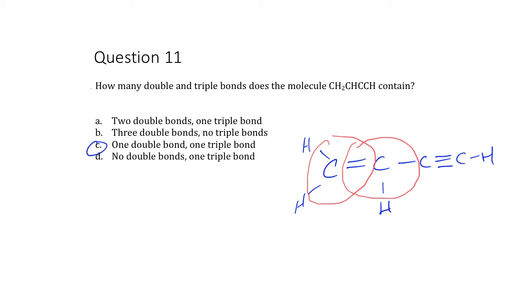We can do a double check too. We got 1, 2, 3, 4 carbons, so that's 4 times 4, 16 electrons from the carbons, plus 2, 3, 4 for the hydrogens, 20 total electrons, and we can count those up. We got 2, 4, 6, 8, 10, 12, 14, 16, 18, 20. So it checks out.